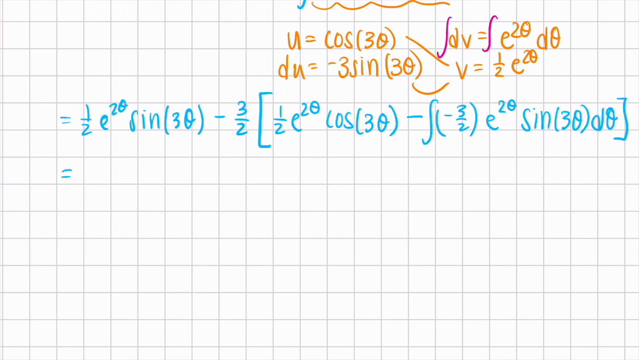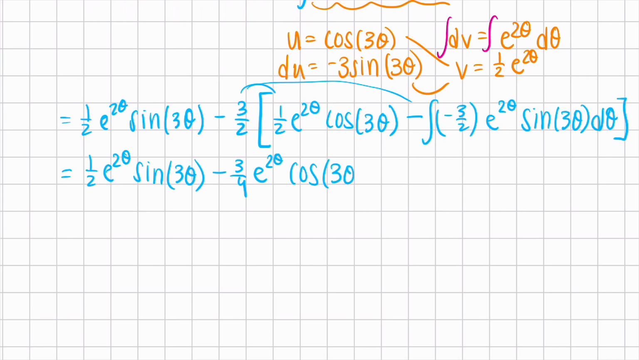Let's make this look a little nicer. Simplify a little bit with our fractions. I'm going to distribute the 3/2. So I have minus 3/4 e to the 2 theta cosine of 3 theta. And then let's see, I'm going to have for the second term a negative, and a negative. So that's going to be a negative. 3/2 times 3/2 is 9/4. And then in my integral, e to the 2 theta sine of 3 theta d theta.